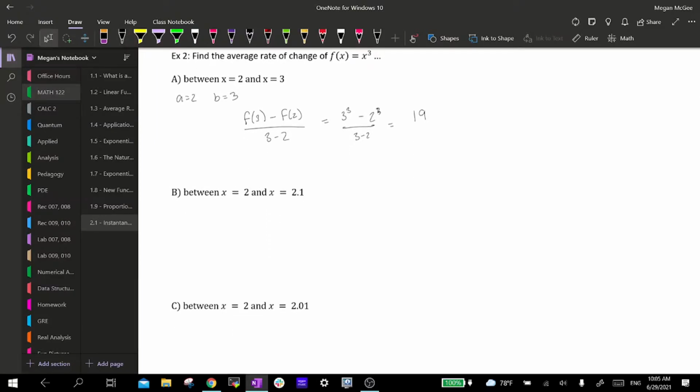Okay, so we've found the average rate of change between 2 and 3. It's 19. Now for part B, we're asked to find the average rate of change between 2 and 2.1. It doesn't always need to be whole numbers. It just makes calculations a little bit simpler. But let's look at between 2 and 2.1. So we have f of 2.1 minus f of 2 over 2.1 minus 2. So we have 2.1 cubed minus 2 cubed over 2.1 minus 2. Well, that's just 0.1, right? So we get 1.261 over 0.1, which simplifies to 12.61.